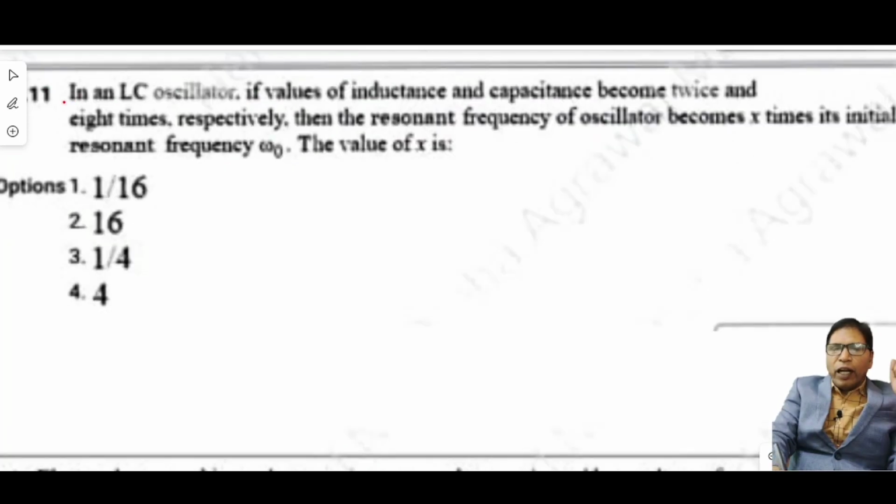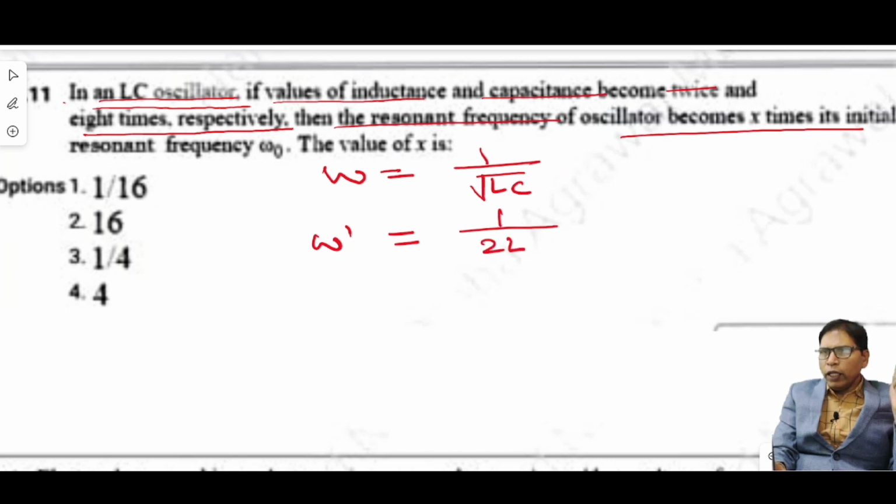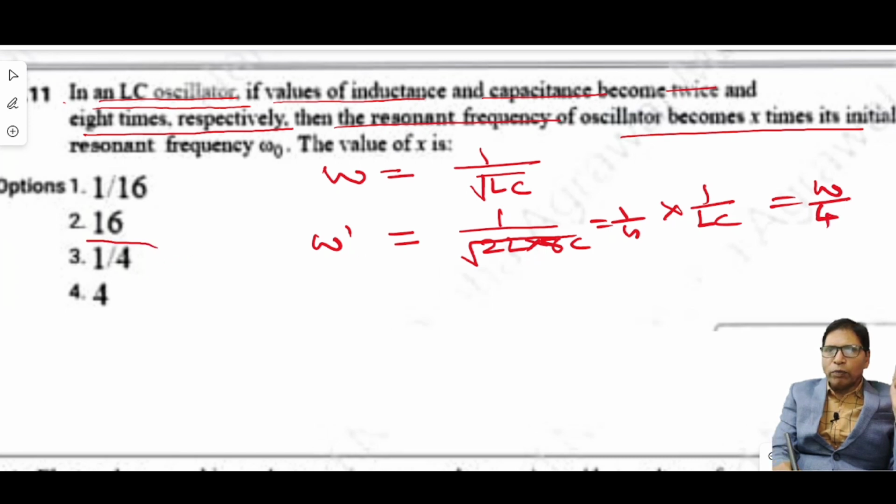Okay, now question number 11. In an LC oscillation, if the value of inductance and capacitance becomes twice and 8 times respectively, then the resultant frequency of oscillation becomes, where omega is the initial frequency of oscillation. So omega equals 1 by root under LC. Finally omega dash: inductance increases to 2 times and capacitance increases to 8 times, so this is 2L into 8C. Now this is 1 by 4 into 1 by root under LC, so this is omega by 4. So 1/4 is the answer.